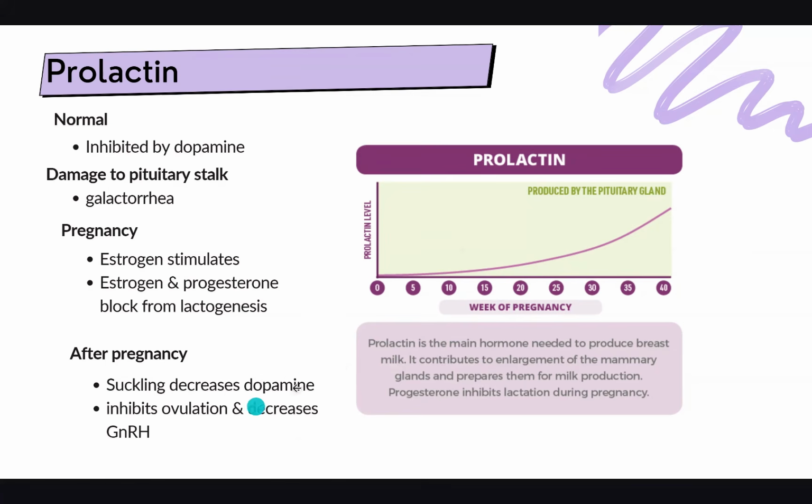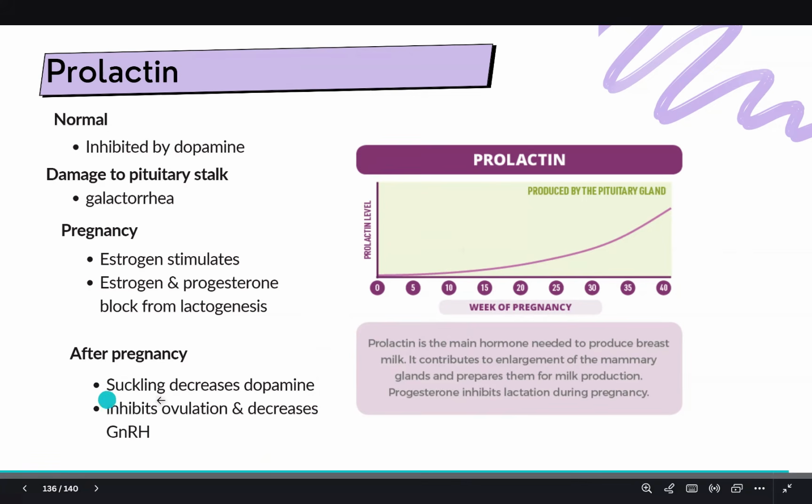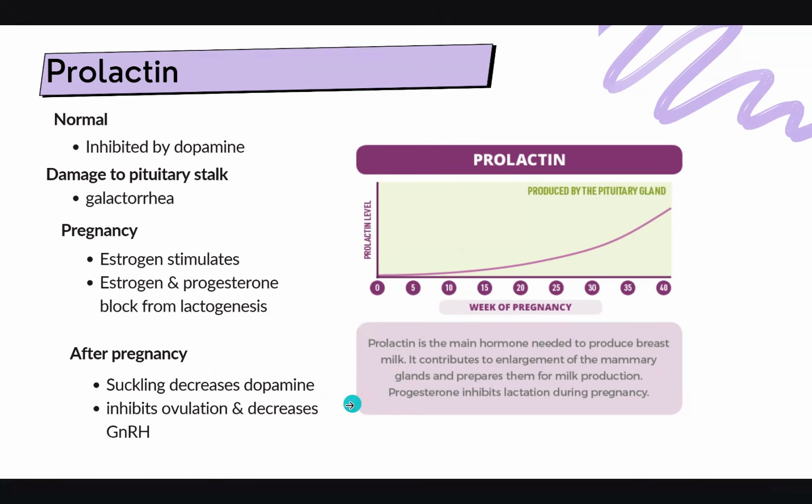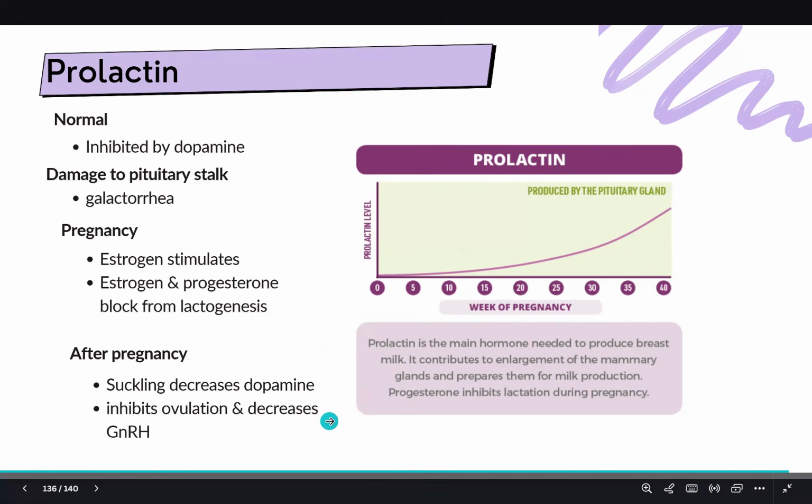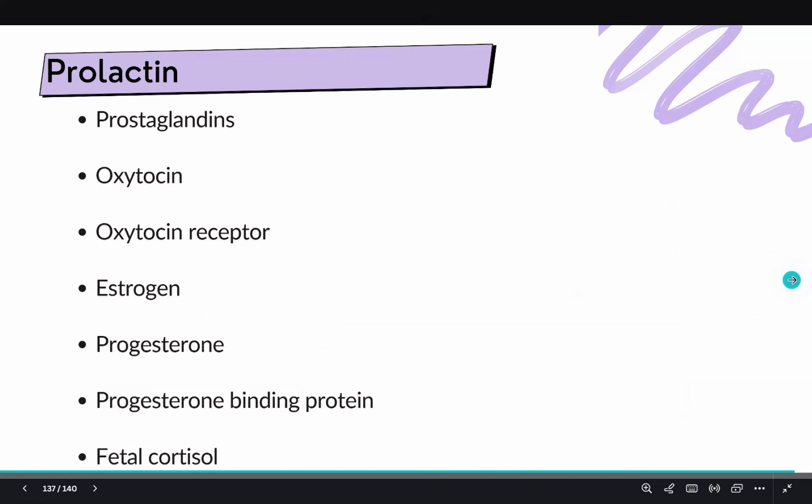Another thing is dopamine. Dopamine is still working after pregnancy as well, right? So what happens is when the baby is suckling, this decreases dopamine. Exactly when the baby wants to drink milk, that's when prolactin works, and then it causes lactogenesis. Another important function of prolactin after pregnancy is that it inhibits ovulation, decreases GnRH. Again, we mentioned that before.